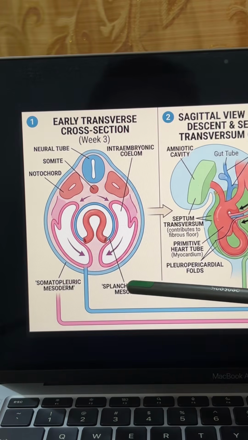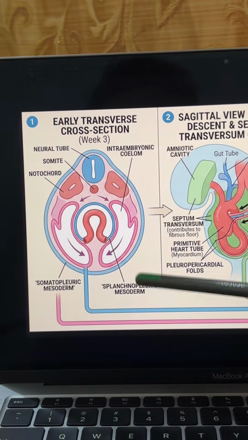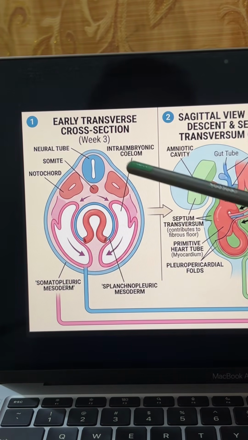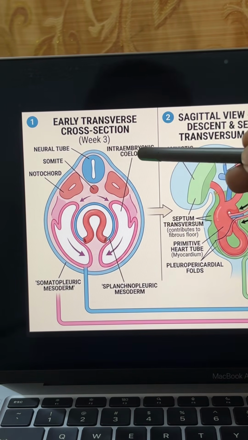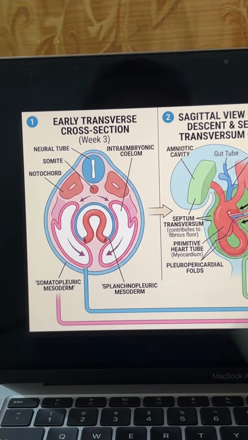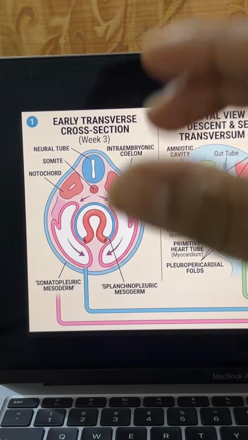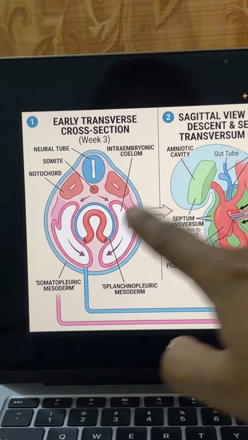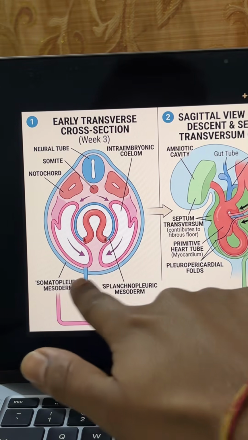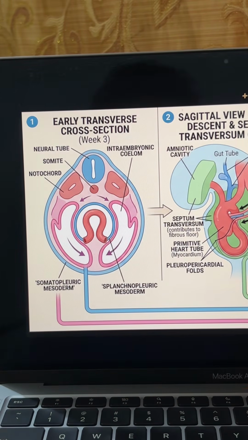Between these two layers, we have a coelom, that is called the intraembryonic coelom. This is the part. And this intraembryonic coelom will form the pericardial cavity, the cavity where pericardial fluid exists in our heart. So remember this picture also, how these two layers form from the splitting of the lateral plate mesoderm.